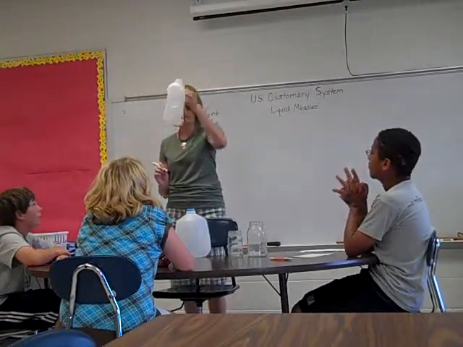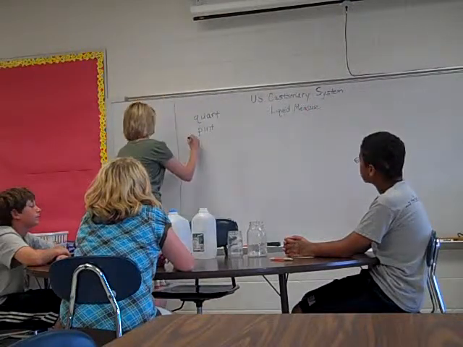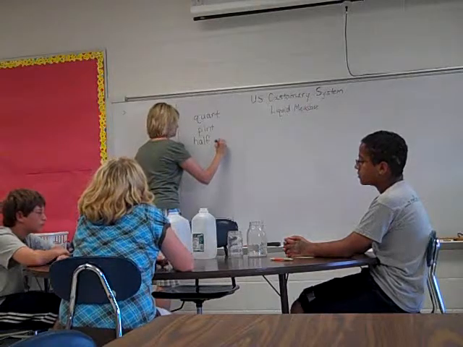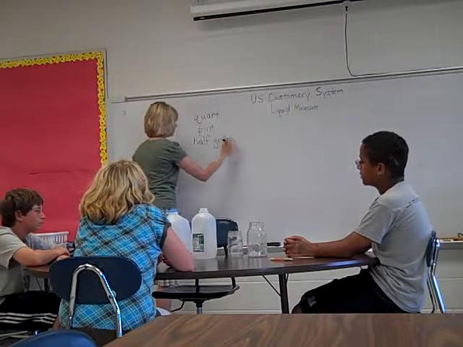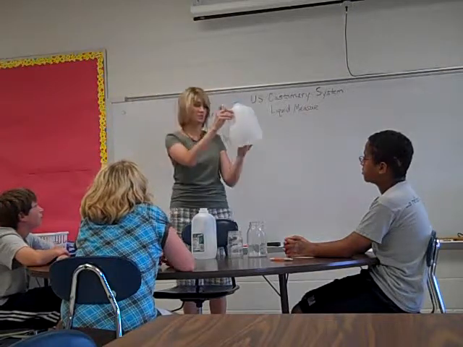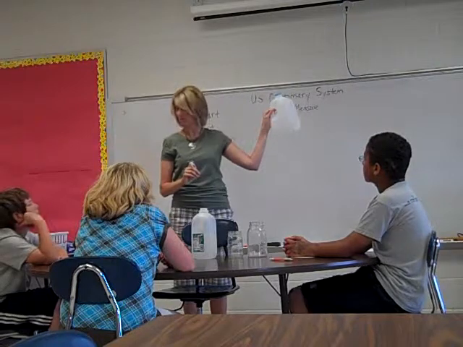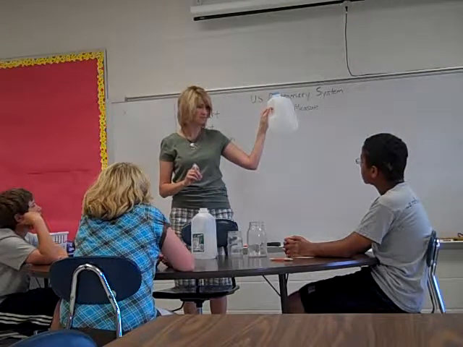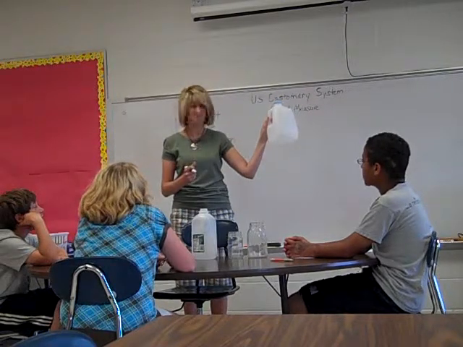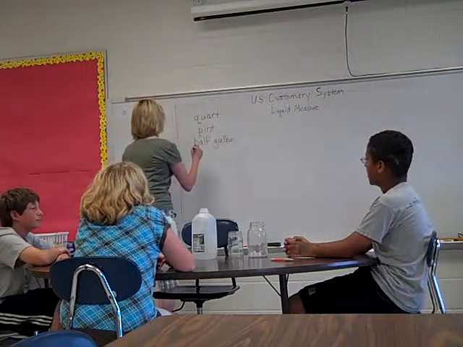What about this? Half gallon. And this? Gallon. When you buy a container like this in the store, what's usually in it? Milk. What else can be in this? Chocolate milk, orange juice, tea, lemonade, pink lemonade.